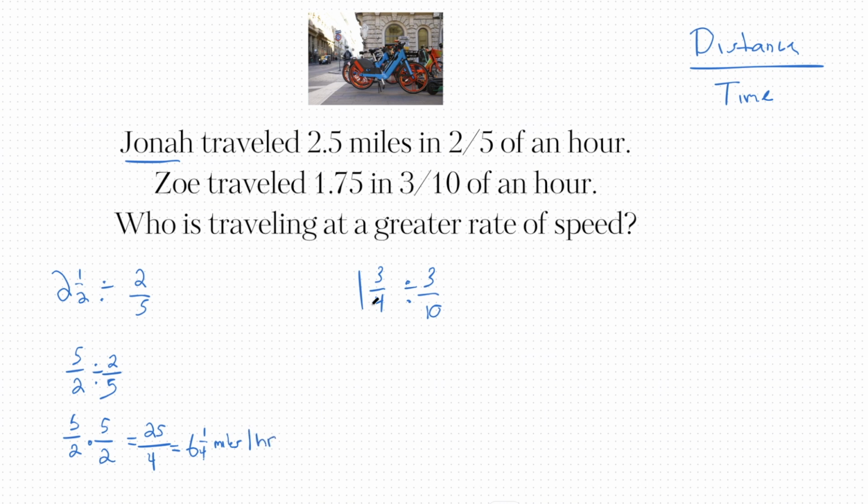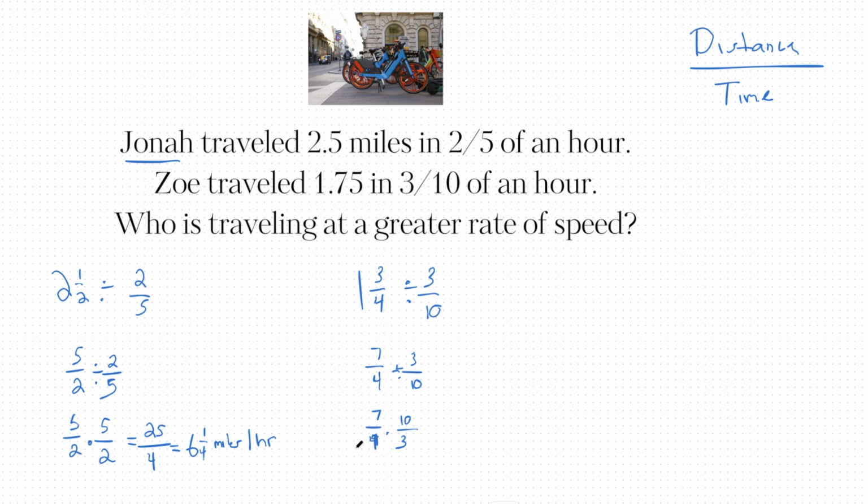Now let's go with Zoe. So for Zoe, again, we have a mixed number. So I'm going to make this improper. So that's going to be 7/4 divided by 3/10. And now again, to divide fractions, you multiply by the reciprocal, right? So it's going to be 7/4 times 10/3. And that's a 4 right there.